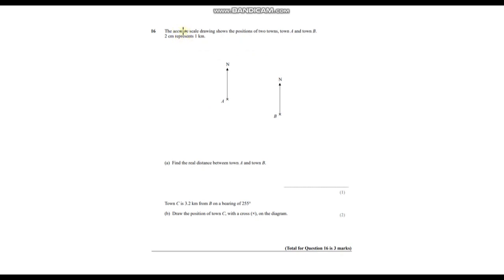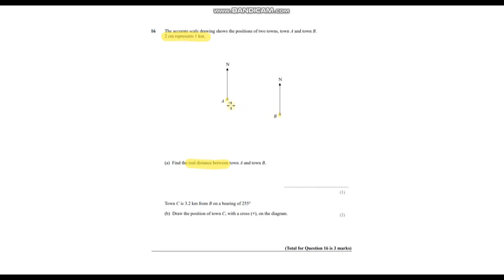Question 16. The accurate scale drawing shows the positions of two towns, A and B, and we're also told that 2 centimeters on our map represents 1 kilometer in real life. Part A, find the real distance between town A and town B. Now for this particular question, you probably won't be able to do this because it is on the screen. Fortunately for me, I've printed this paper out. So the first thing I'm going to do is measure the distance from A to B on my piece of paper, and then use the scale, or the relationship between centimeters and kilometers, to work out the real distance.